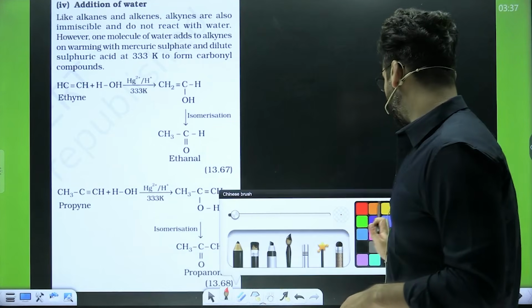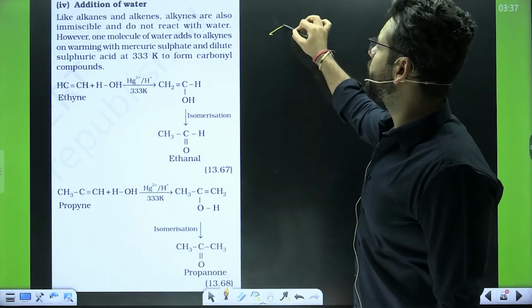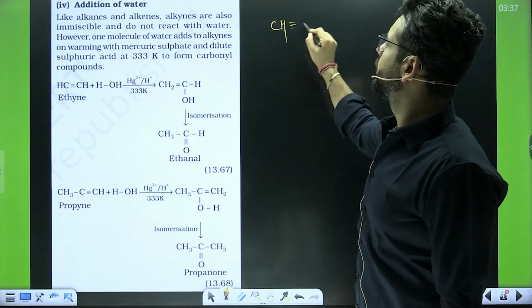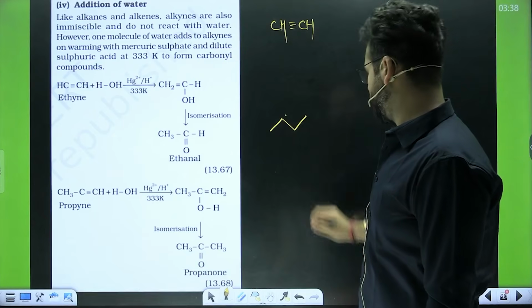Addition of water, important. Very important reaction. Addition of water into the alkyne. Whenever you take an alkyne, like ethyne or something like but-1-yne.